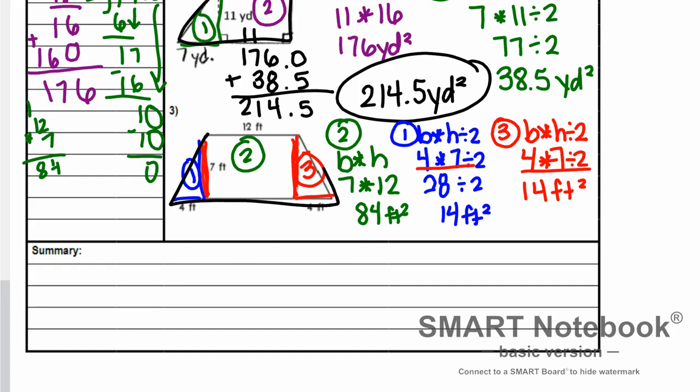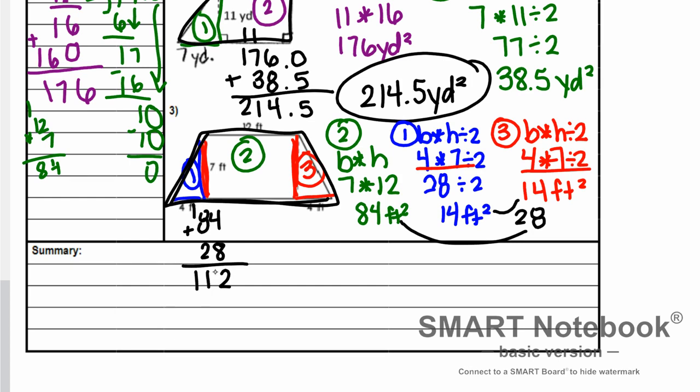Now I want the area of the entire shape, so I have to add all those pieces together. I'm going to group my 14 and 14 together to be a 28. And then I've got 28 plus 84. If you need the summary area, you might want to show it over here. 8 plus 4 is 12. 8 plus 2 is 10. Plus 1 is 11. So my final answer here would be 112 feet squared. And that is how we find the area of a trapezoid.